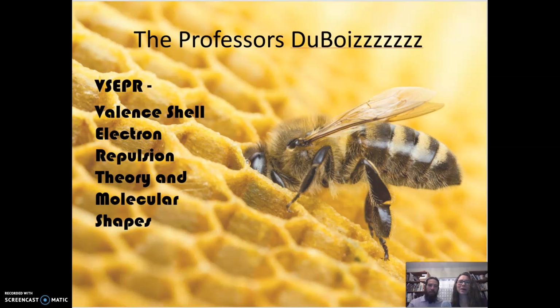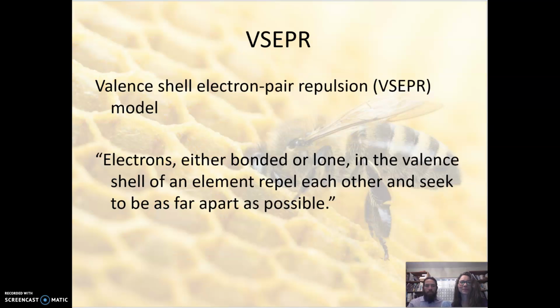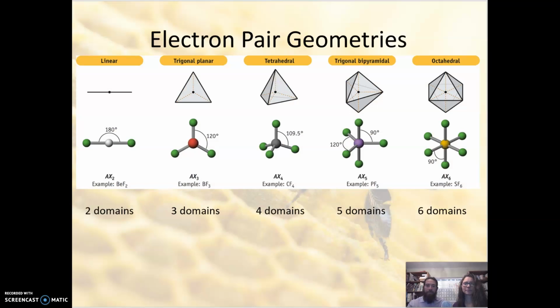Today we're going to be talking about the VSEPR model, the valence shell electron pair repulsion theory, and we're going to get into molecular shapes. This VSEPR model is really just a theory, and it's based on the idea that electrons, whether they're bonded electrons or lone pair electrons, in valence shells, repel each other, so they try to position themselves as far apart as possible. And that's the premise of this entire theory.